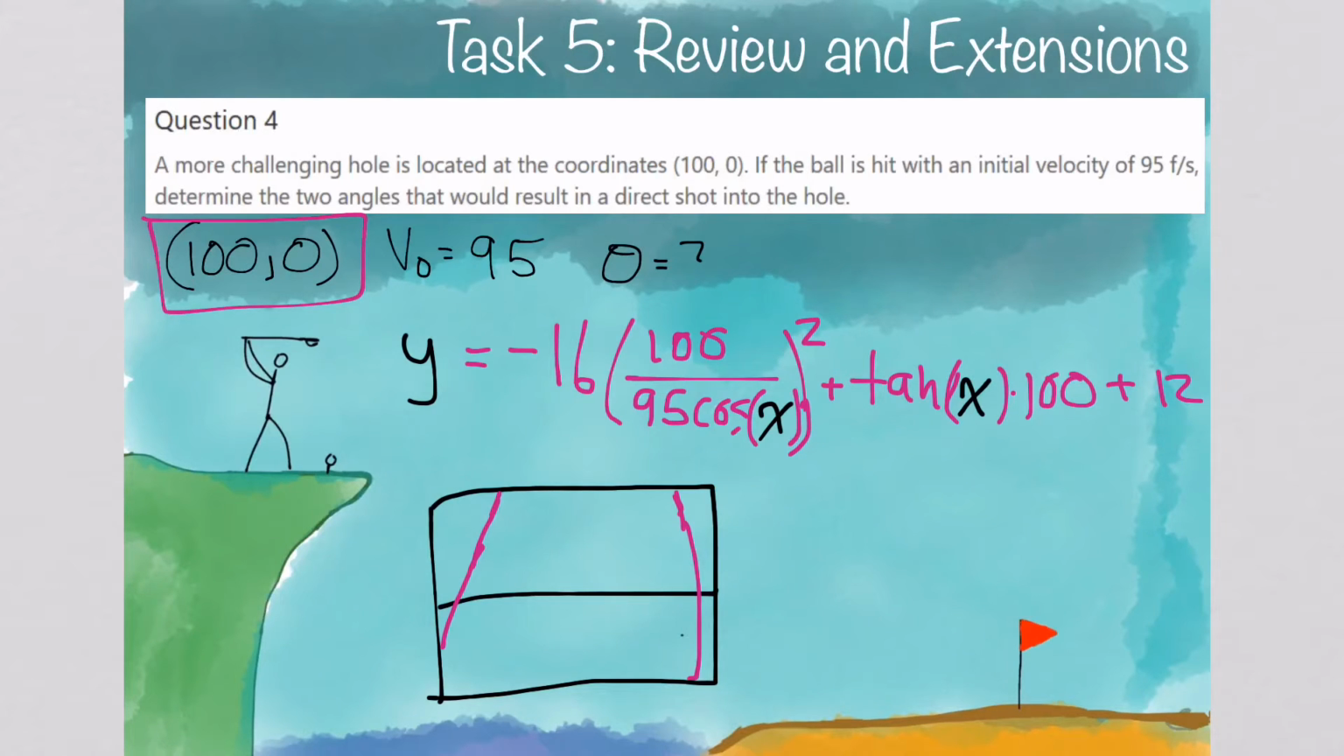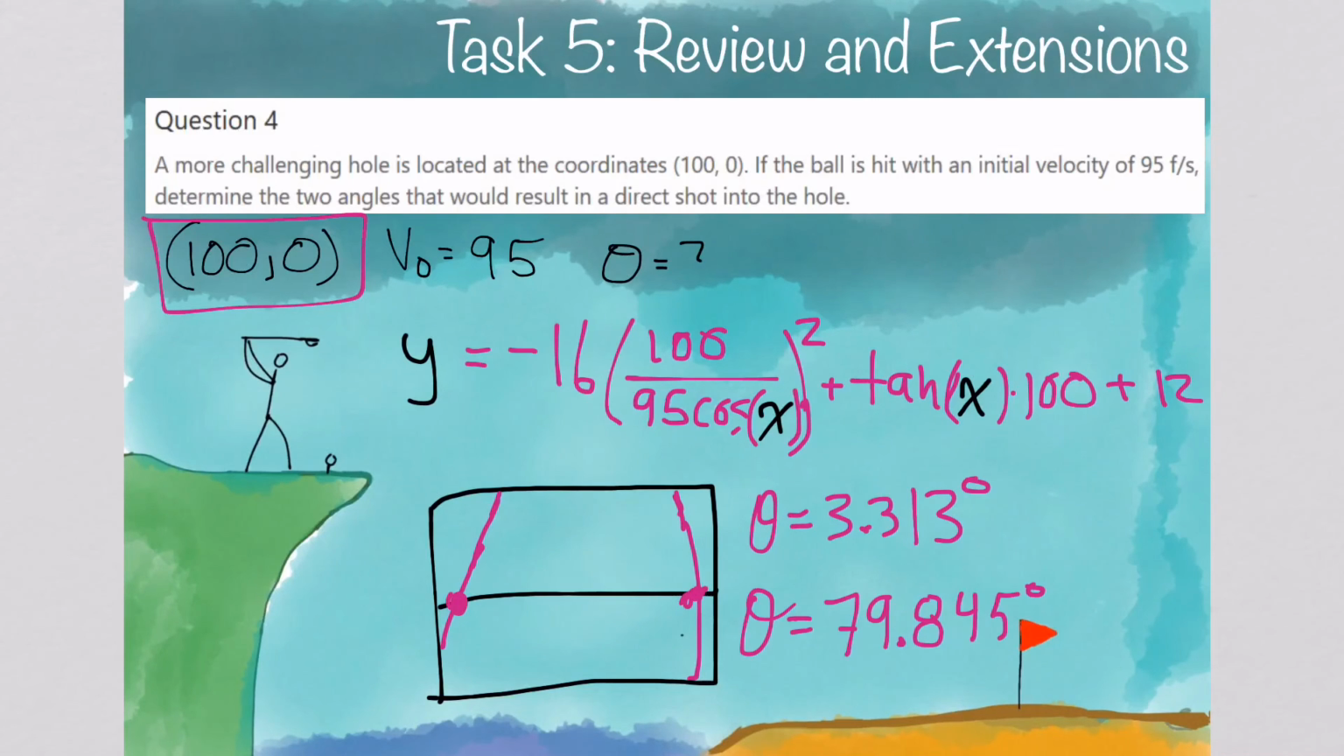Notice that the top of the graph is cut off, but that doesn't matter because I'm merely interested in these two x-intercepts. So as before, we can use second calculate, zero, and make sure we put our left bound and right bound in the correct spot to find not one solution, but our two solutions of the two possible angles that would result in a direct shot into the hole, being theta equals 3.313 degrees as one option, and theta equals 79.845 degrees as the other possible solution. That does it for these problems.